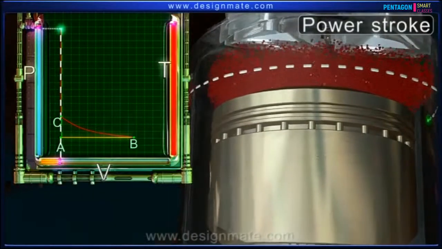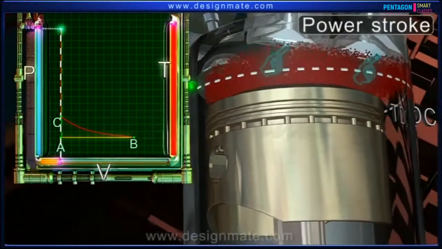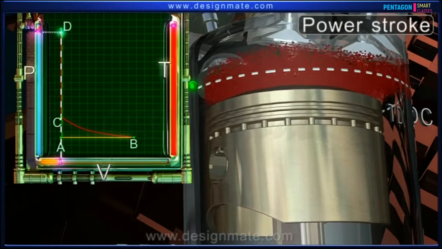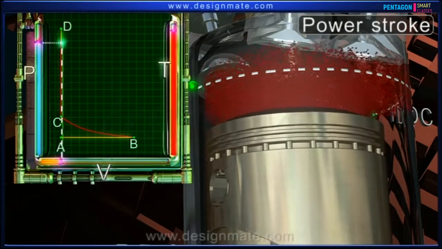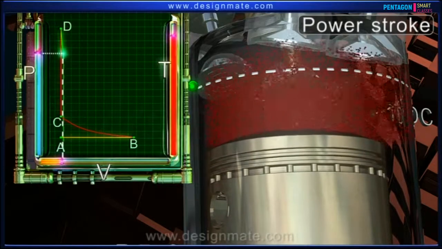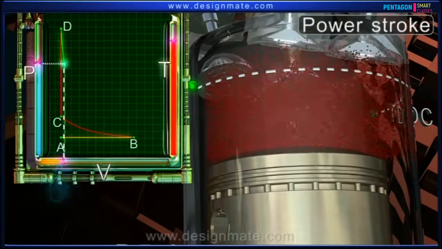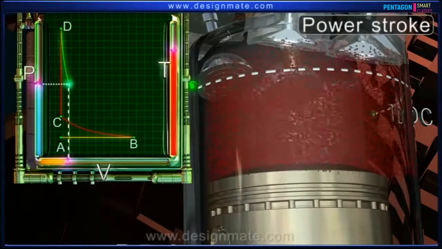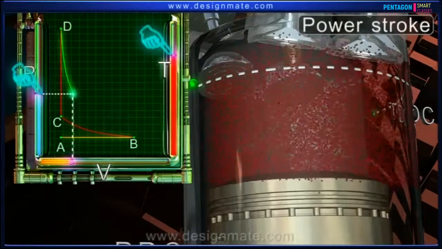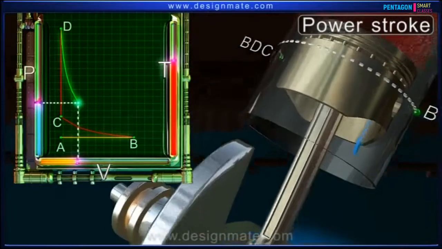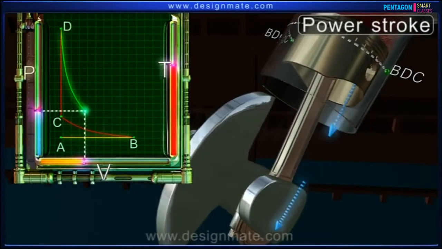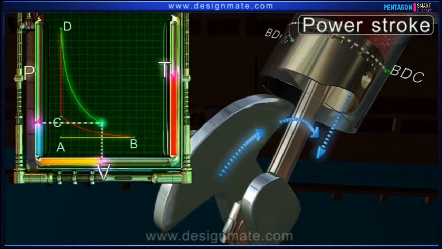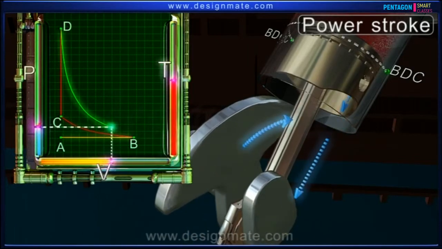Power stroke. During this stroke, since both the valves are closed, the increased pressure acts on the face of the piston. So, the piston moves down towards BDC. As a result, volume occupied by the gases increases. As no heat is transferred to the cylinder, the pressure and temperature of the gases decrease. The work done on the piston is transmitted by the connecting rod to the crankshaft, where the linear motion of the piston is converted into rotational motion of the crankshaft.